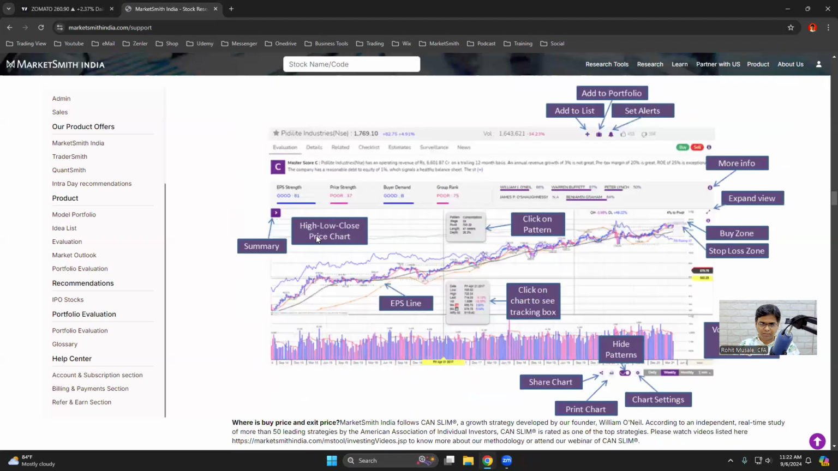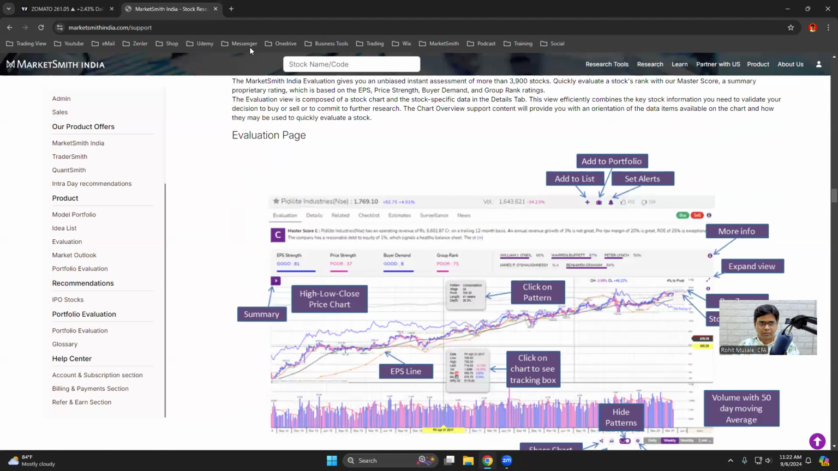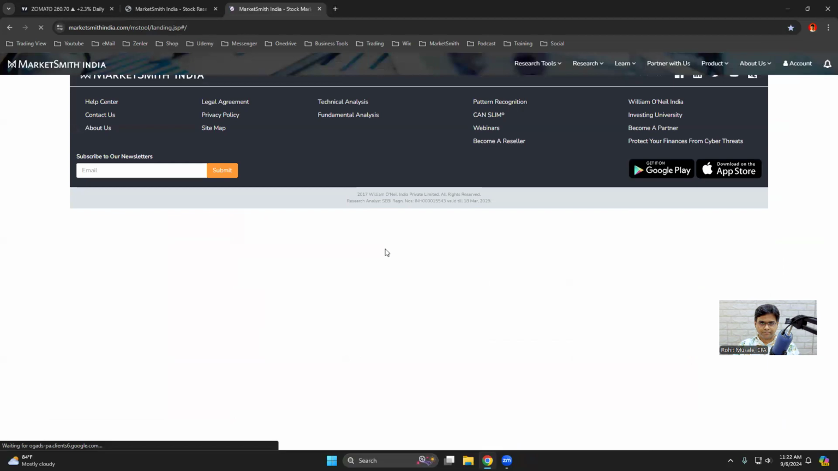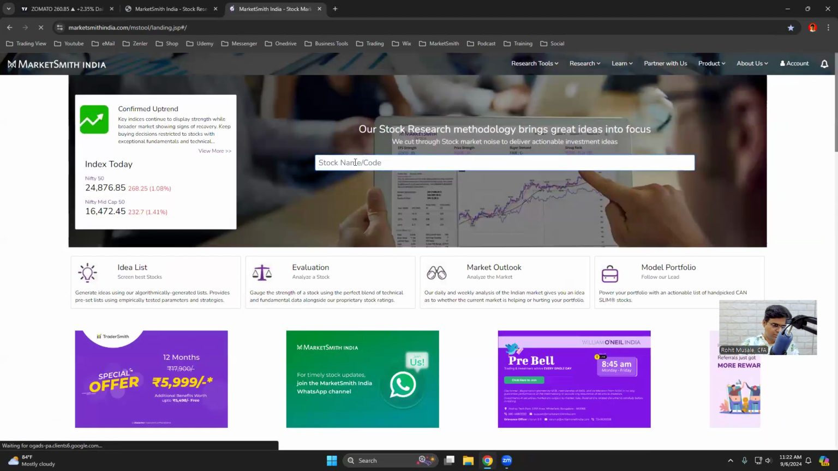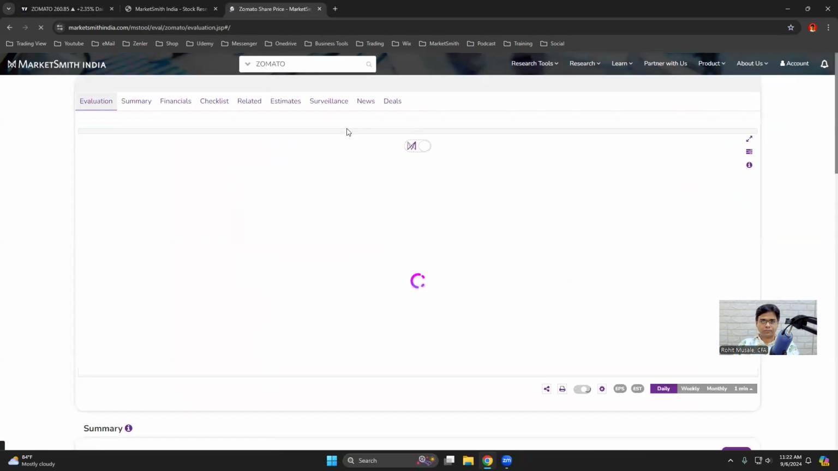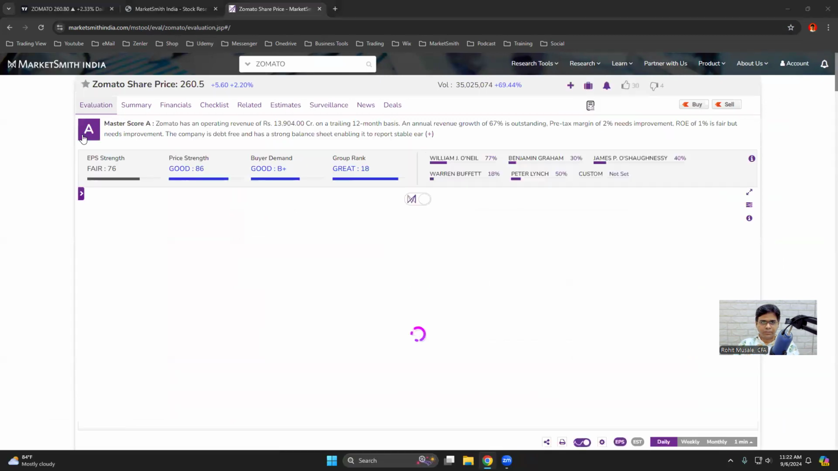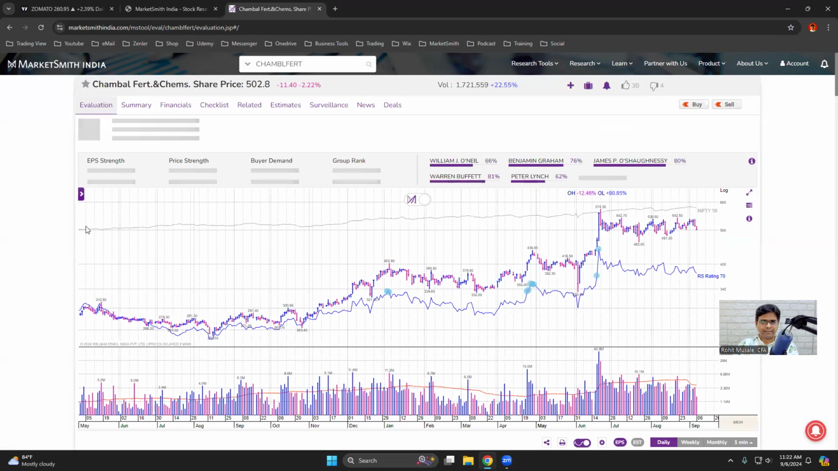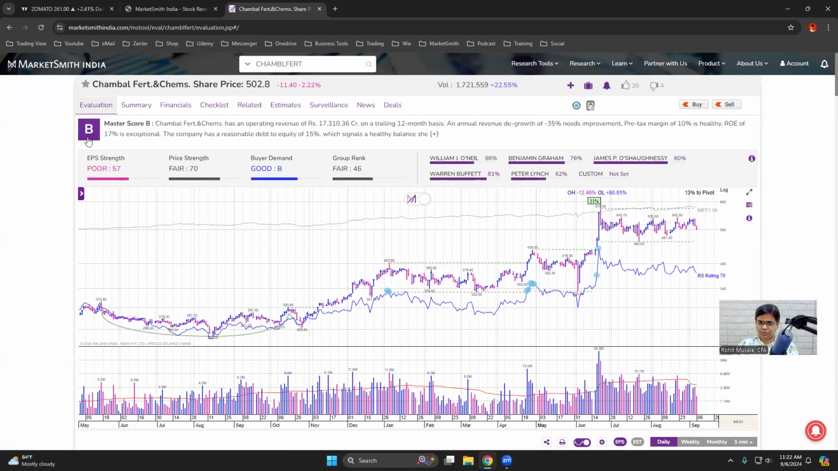Okay. So this number that you see here, let me open that. So let's write Zomato. See, this is an A rated stock. Okay. Let's look at some other stocks. Maybe Chambal Fertilizer. Let's see what this is. B rated stock. Okay. So see the rating changes. So A and B is acceptable.